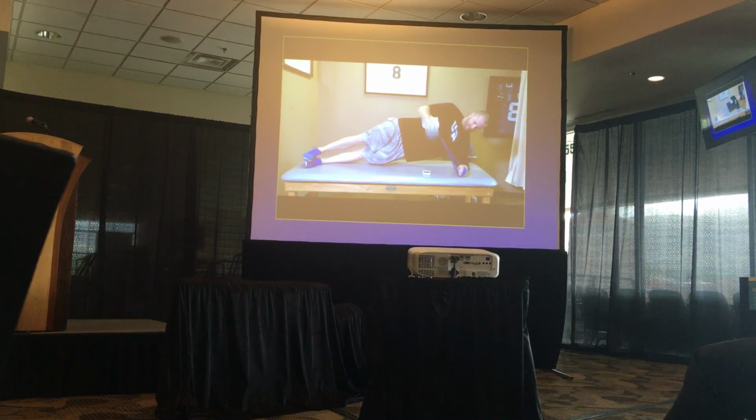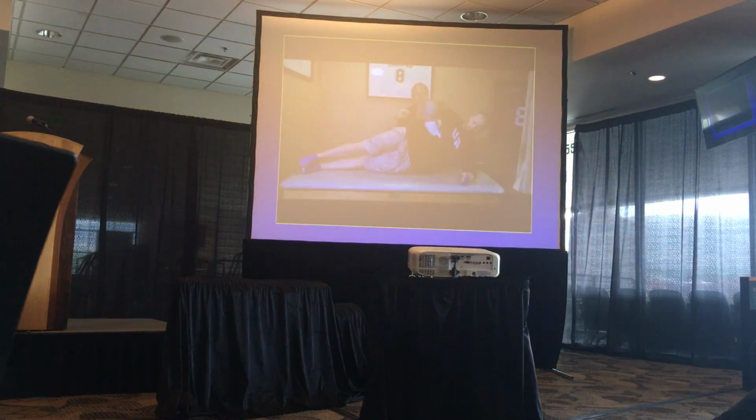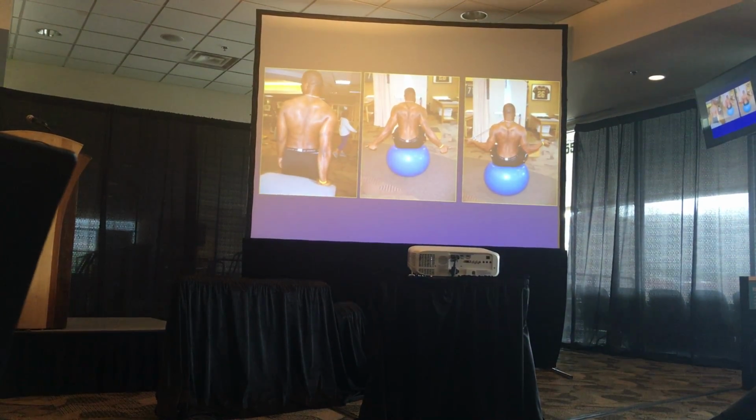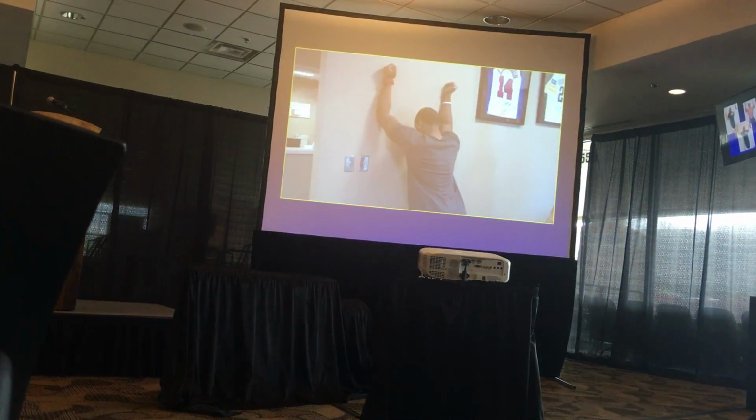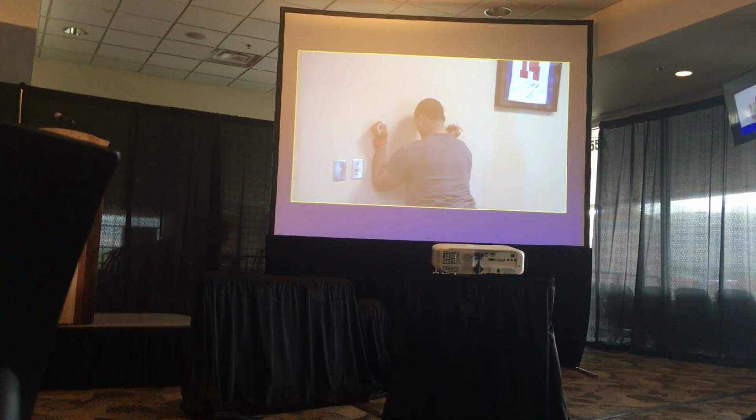So here, this is a pro baseball player coming back from a UCL. That's a 2-pound ball. Look at the difference in technique. This guy's rock solid. We talked about the lower trap activation already, these wall circles. Wall slides are great. If you're dealing with overhead athletes, this is the best way.